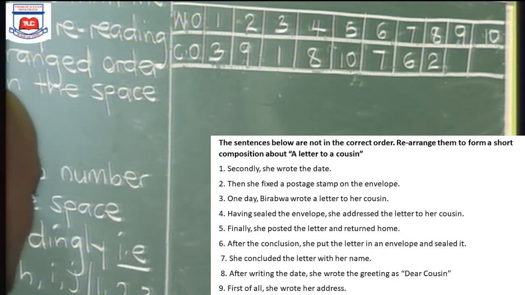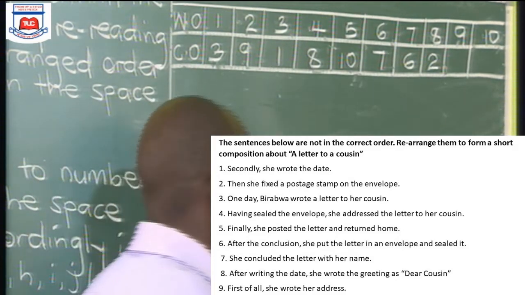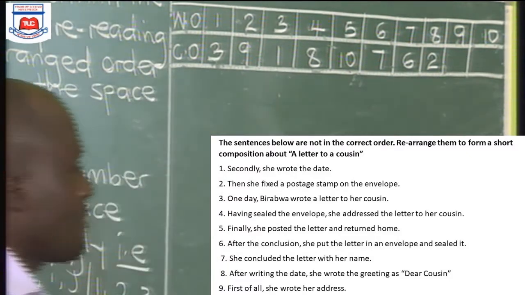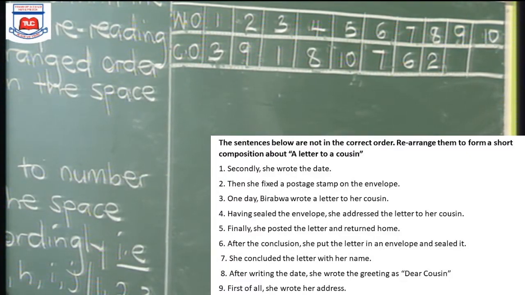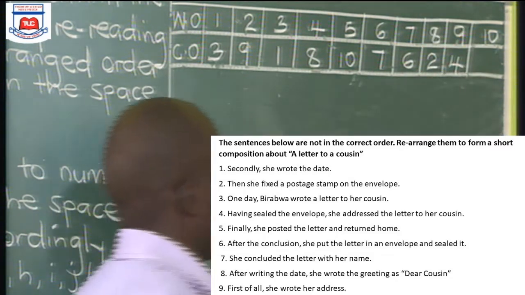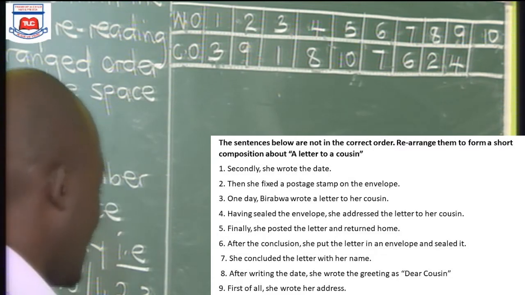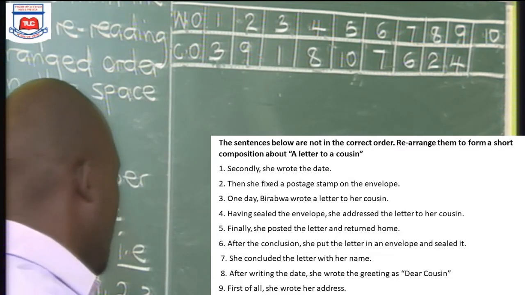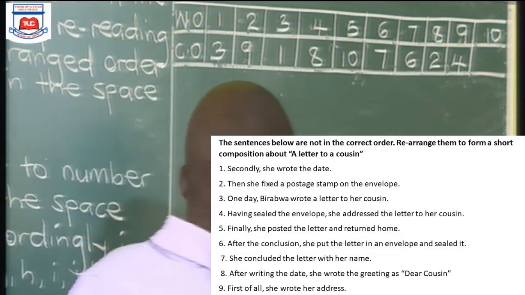Then what followed? Then she fixed a postage stamp on the envelope. After putting it in an envelope, she sealed it. After sealing, she put the postage stamp on the envelope. What next? Our number 9 is number 4. Having sealed, listen to number 8. Then she fixed a postage stamp on the envelope.